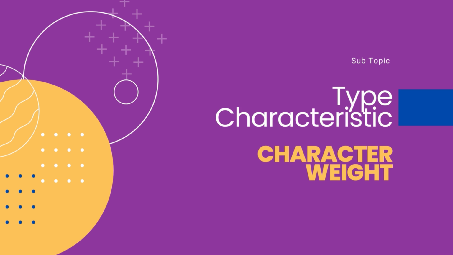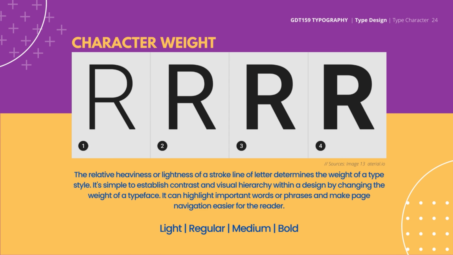Type characteristic, character weight. If you refer to the image in the slide, there are 4 different kinds of the alphabet R. It is due to the weight of R. The relative heaviness and lightness of a stroke line of a letter determines the weight of a type style.